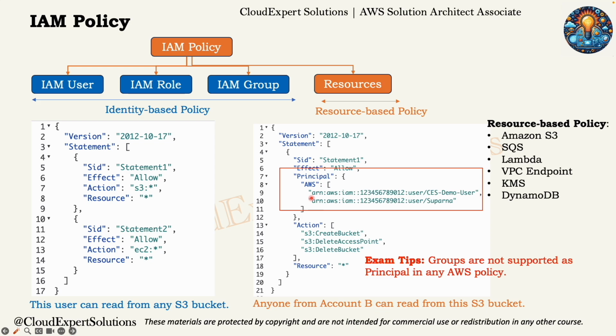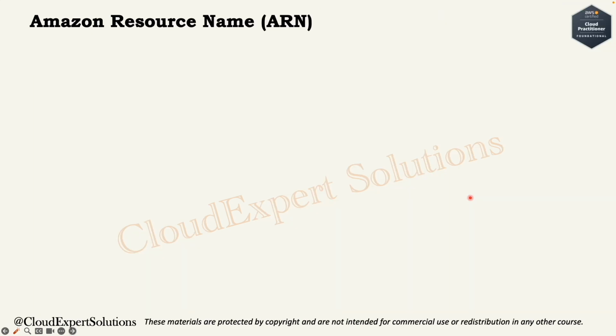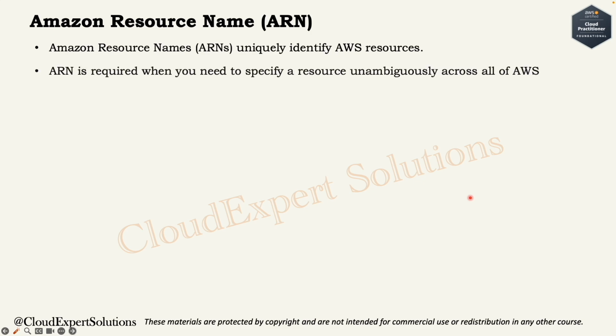Now, if you pay attention to the principal components, you can see all the principals are listed in a specific format. Now, let's review what that format is. This format is called Amazon Resource Name or ARN. Amazon Resource Names uniquely identify AWS resources. We require an ARN when you need to specify a resource unambiguously across all of AWS, such as in an IAM policy, Amazon Relational Database Service or RDS, maybe tags, or in any API calls.